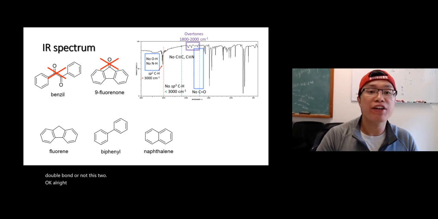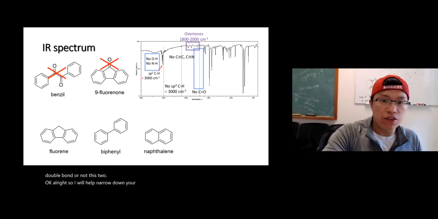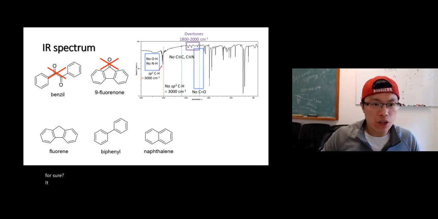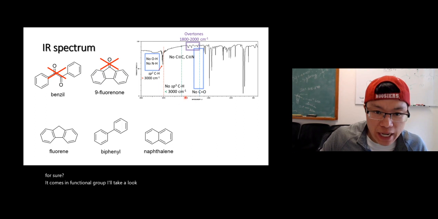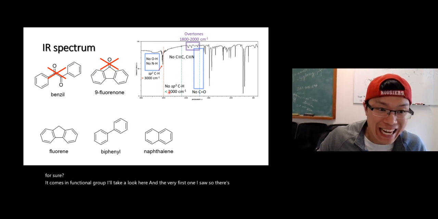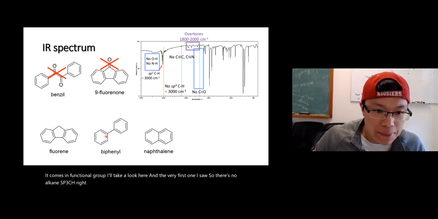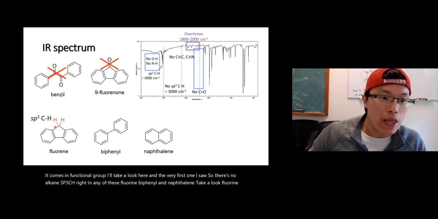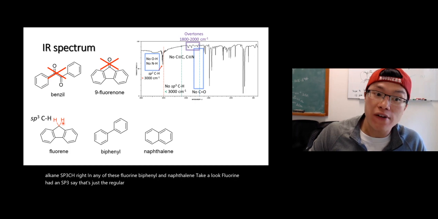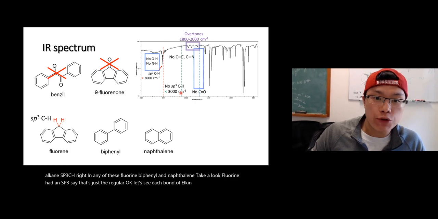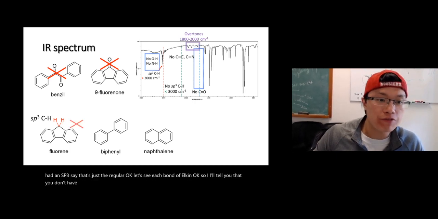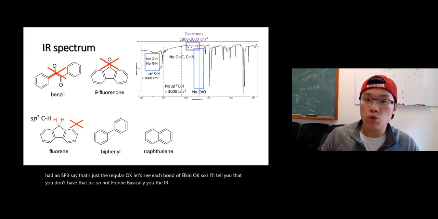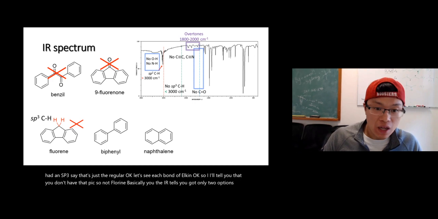So IR will help narrow down your options. What else does not show up on this spectrum for sure? It comes in functional groups. I'll take a look here. The very first one I saw is that there's no alkane, no sp3 CH. In any of these, fluorene, biphenyl, and naphthalene, take a look. Fluorene has an sp3 CH, that's just a regular alkane CH bond. The IR tells you that you don't have that peak, so it's not fluorene. Basically, the IR tells you there are only two options left, either biphenyl or naphthalene.